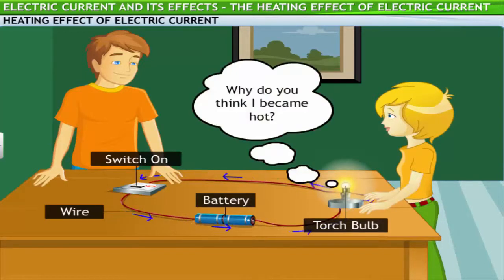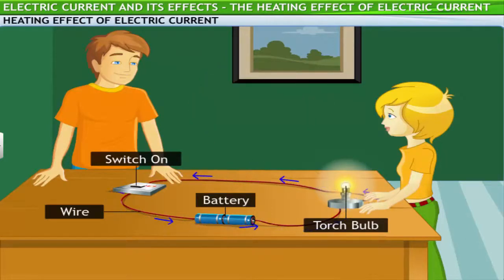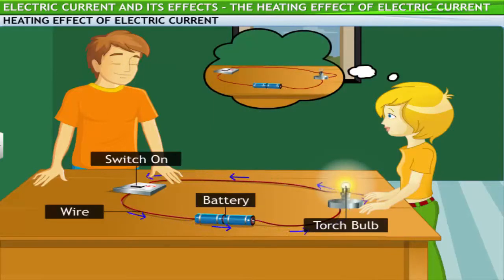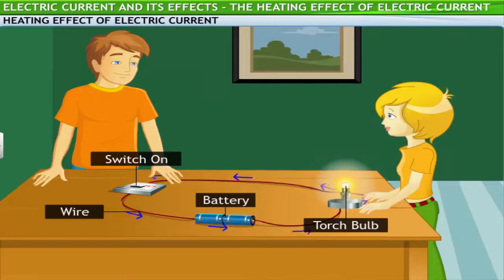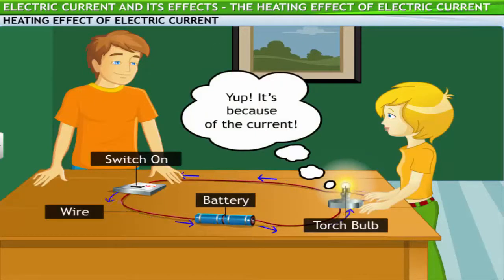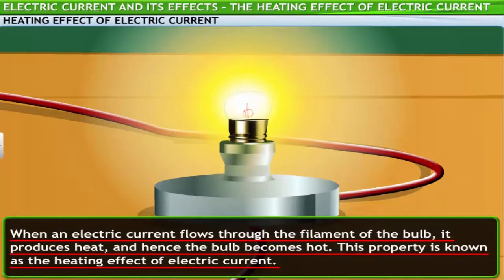That's right. So, can you guess what heated up the bulb? Let me see. The bulb was not hot at first. Then you switched on the current. And now the bulb is hot. Of course. It's the electric current that heated the bulb. That's absolutely right, Tina. When an electric current flows through the filament of the bulb, it produces heat. That's why the bulb becomes hot.